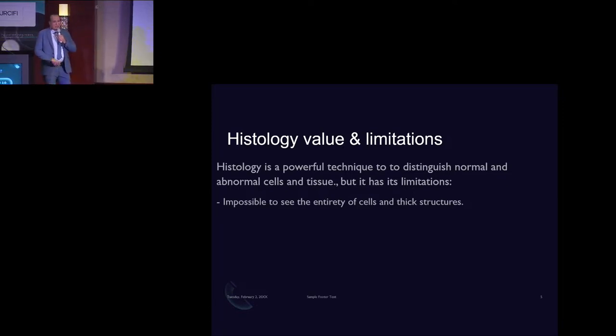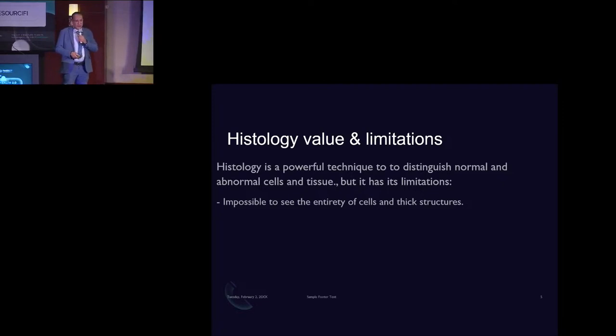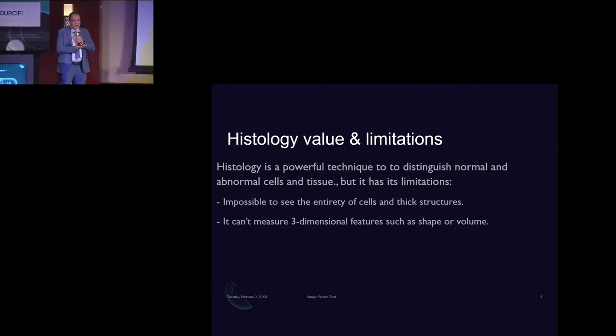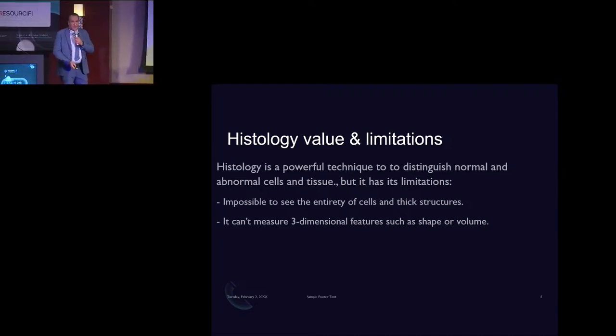One limitation is that it's impossible with histology to see the entirety of cells and thick structures, because don't forget it's a thin slice of 2 millimeters or so, and it cannot be more than this. So if you have a larger structure, you cannot see it. Another dimension of cell study is the three-dimensional, which is the shape and volume. With the 2D histology image on a slide that we all see from time to time, you cannot have this volume and shape information.